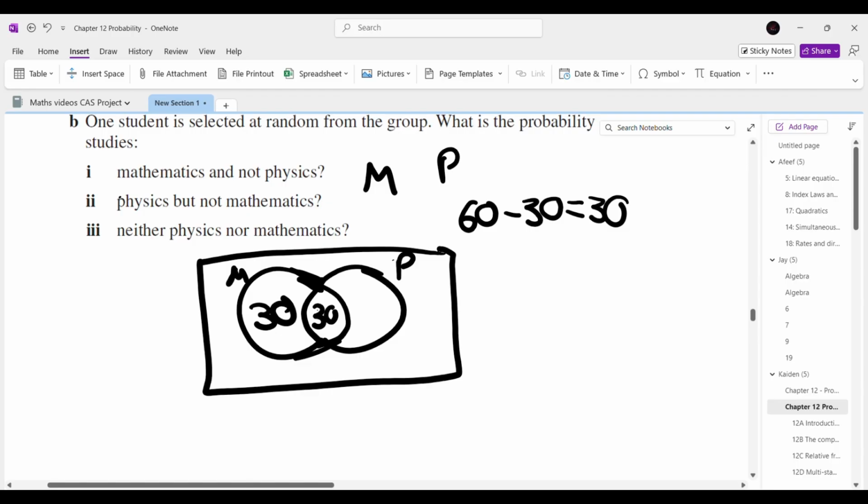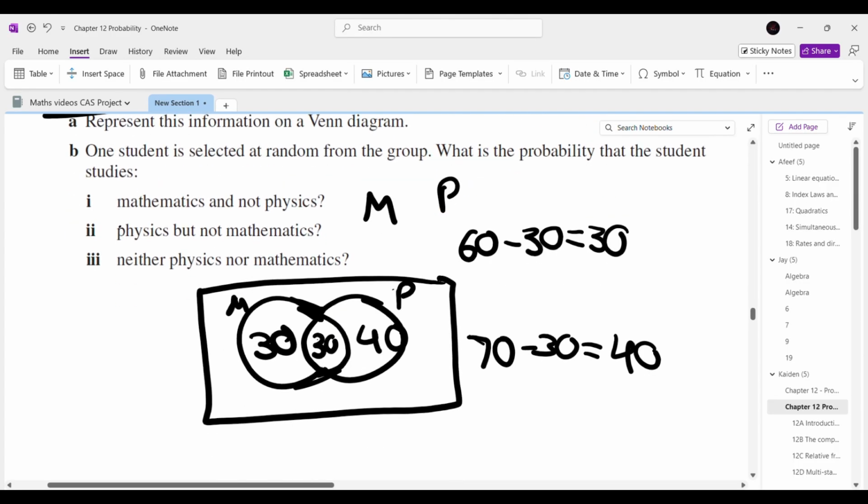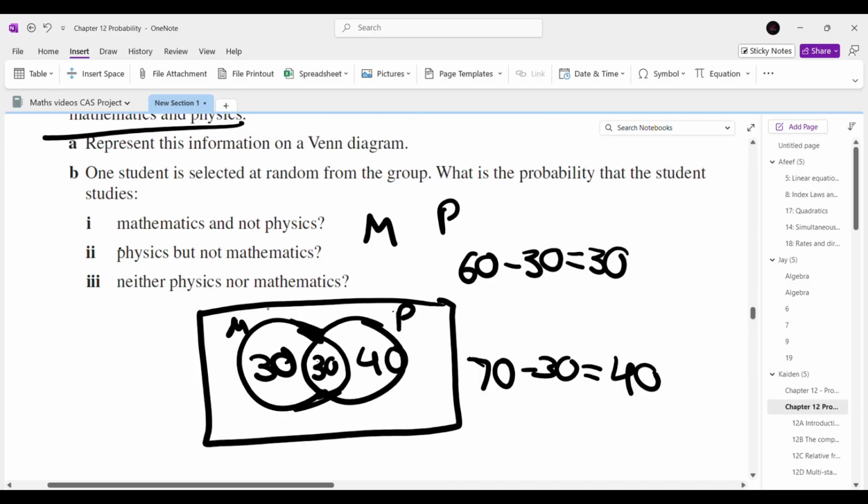And so for physics, it will be the same thing. So 70 minus 30 gives 40. So there's 40 students that just study physics. Now, as you can see here, all 100 students are accounted for as either studying math or physics. So there's 0 in this sample space outside of these 2 events.